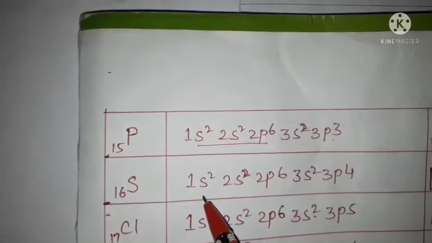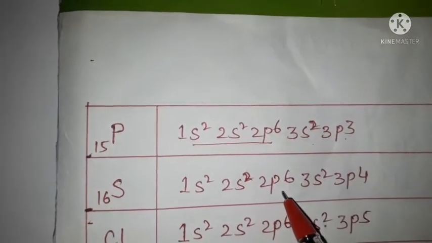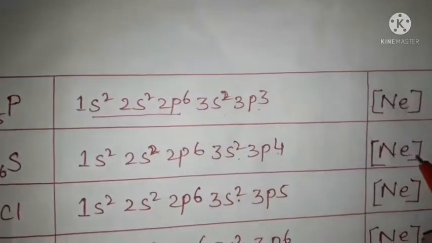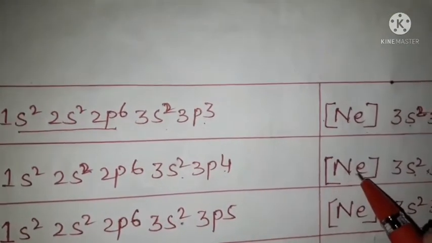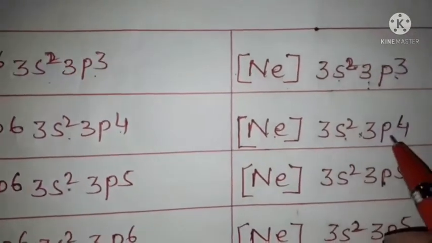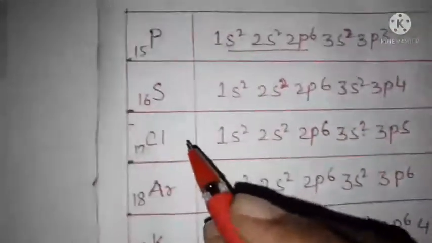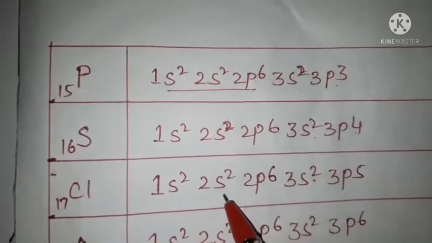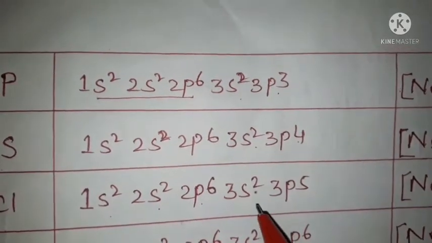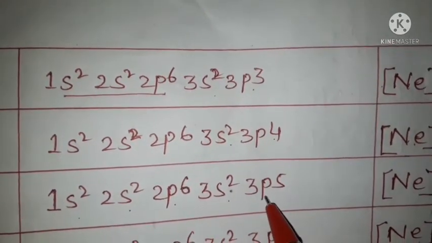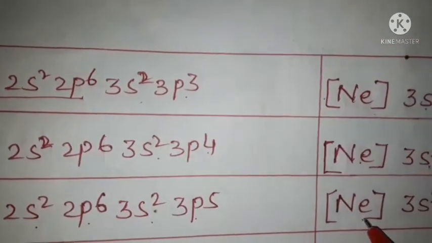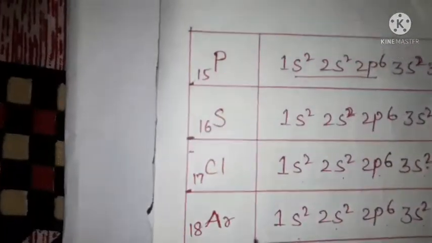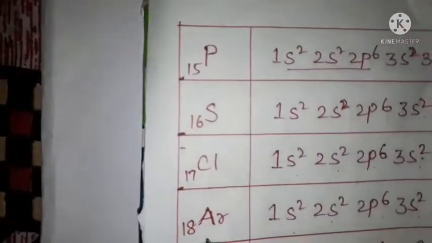Now next, sulfur. Z of sulfur is 16, so we write 1s2, 2s2, 2p6, 3s2, 3p4. So we write in short form neon 3s2, 3p4. Now next, chlorine. Z of chlorine is 17, so we write 1s2, 2s2, 2p6, 3s2, 3p5. So we write in short form neon 3s2, 3p5.